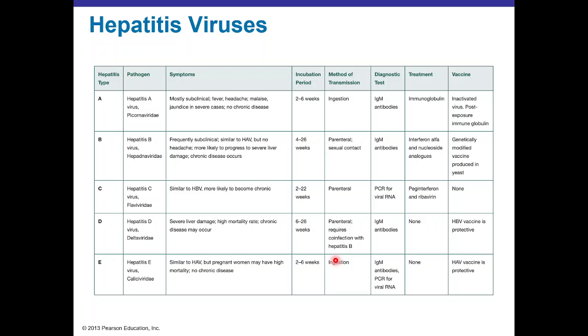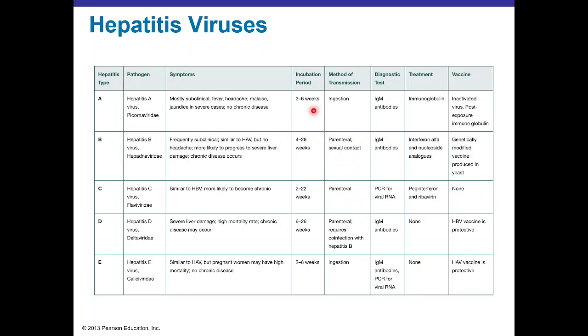Now, this is a comparison of hepatitis viruses. We have, of course, viruses of different types: RNA viruses and DNA viruses. Hepatitis A and E are transmitted by the fecal-oral route, meaning that someone will ingest these viruses. So here the mode of transmission is ingestion. The other viruses, B, C, and D, are transmitted parenterally, basically through the skin, or by sexual contact in the case of hepatitis B and hepatitis C.